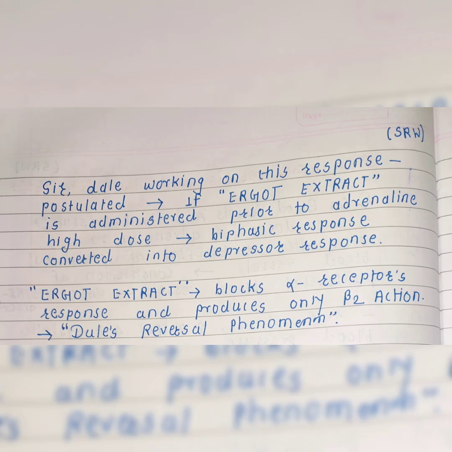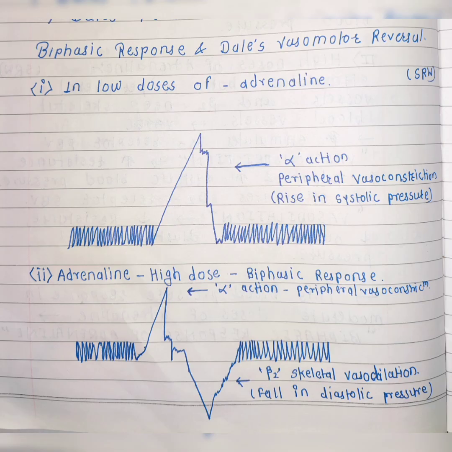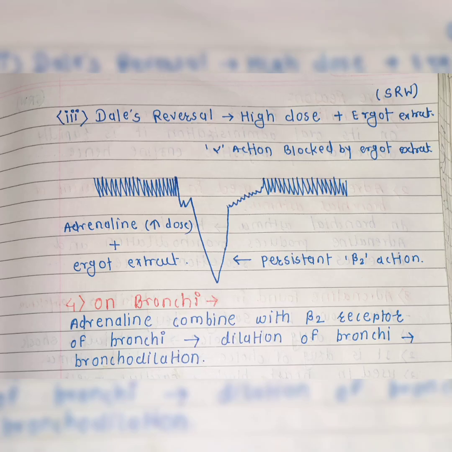Then Dale, working on this response, postulated that if the ergot extract is administered prior to adrenaline's high dose, it converts the biphasic response into the depressor response. The ergot extract blocks the alpha receptor response and produces only beta 2 action, and this phenomenon is known as Dale's reversal phenomenon.